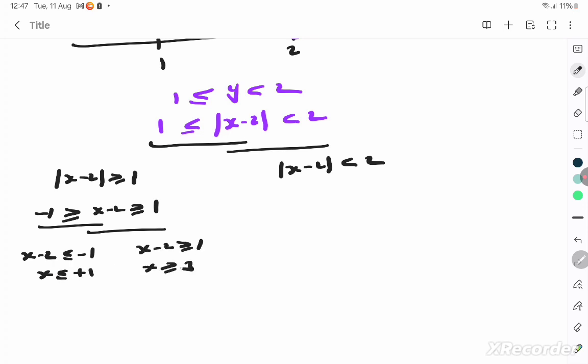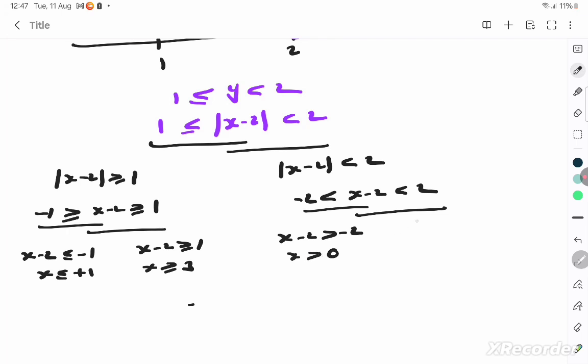X is greater than or equal to plus 3. So you get this, and then we'll do a combined graph. We'll not do separately. Okay, let's come here. This is lesser than or equal to 2. It will be greater than or equal to minus 2 also. So therefore x minus 2 is lesser than 2, no equal to. So greater than minus 2 also. Taking this inequality and solving, x minus 2 is greater than minus 2, x is greater than 0. x minus 2 is lesser than 2, x is lesser than 4.